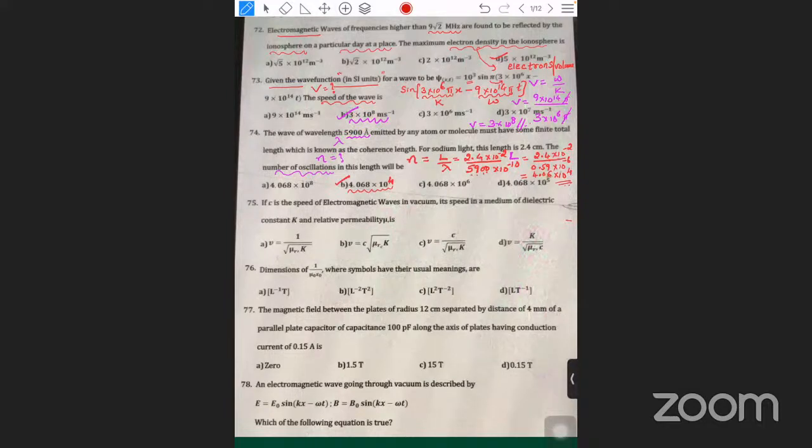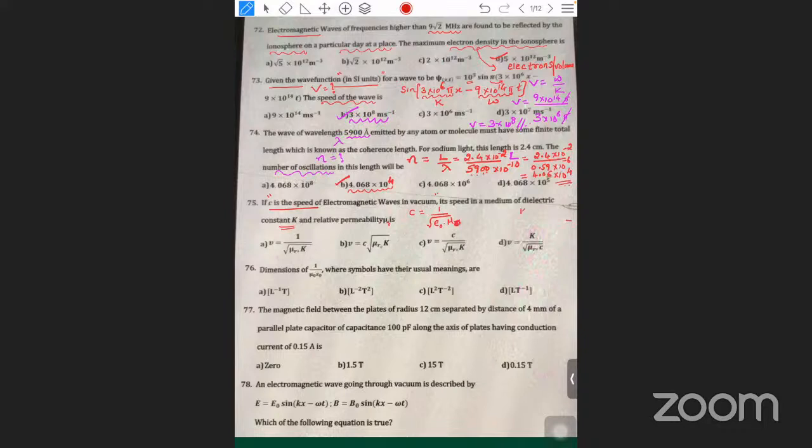Come to this. If c is the speed of the electromagnetic wave in the vacuum, find its speed of light in the medium with dielectric constant k and relative permeability mu r. How do you define? You know that the speed of light in the vacuum is given by c is equal to 1 divided by root epsilon naught into mu naught.